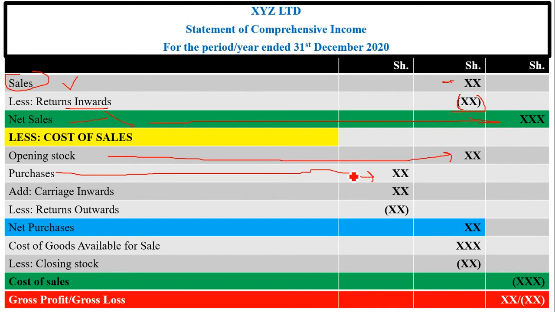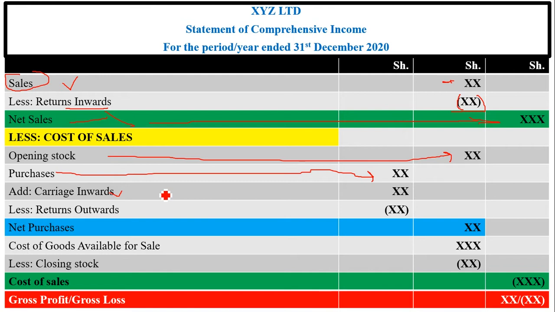But before that, the purchases are normally affected by 2 items. One is what we call the carriage inwards. Carriage inwards is the cost incurred to bring those items to your place of business. For example, if you're operating in a market in Nakuru town and you buy your calculators from Nairobi, so for these calculators to reach you, you're going to pay for transport.